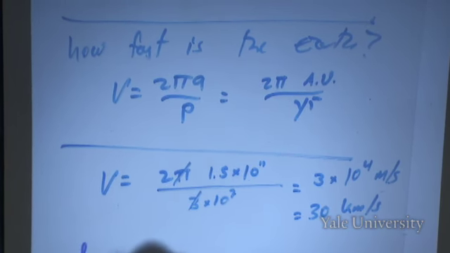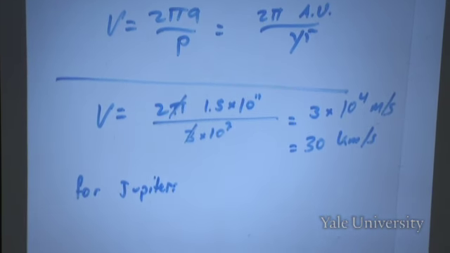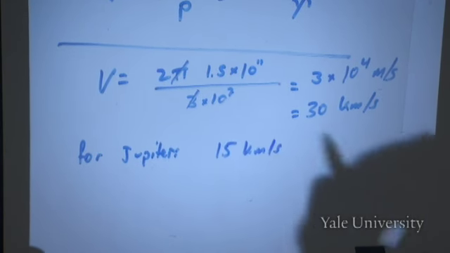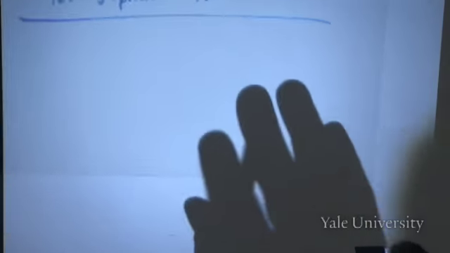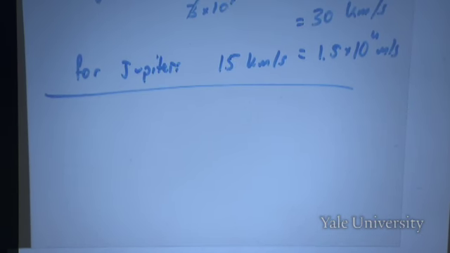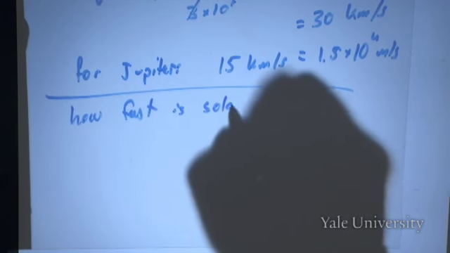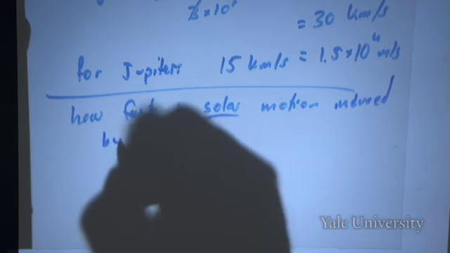If you did this for Jupiter, plugging in the various values for Jupiter, I won't actually do that calculation, you can do it on your own. You discover that Jupiter moves about half as fast as the Earth, so it goes around 15 kilometers per second. That's 1.5 times 10 to the 4 meters per second. So now we can ask the question, how fast does the Sun move in response to the orbit of these planets? How fast is the solar motion induced by Jupiter?